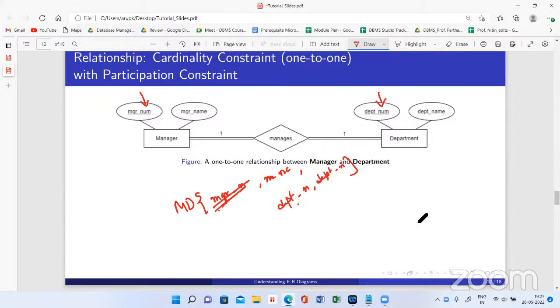But say, for example, you want to change some information in the department table. Department number can be entered only once. There is no way department number will be repeated, right?